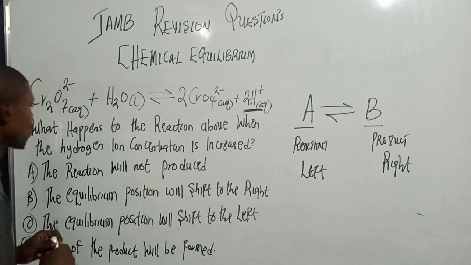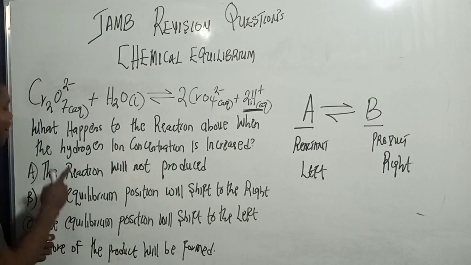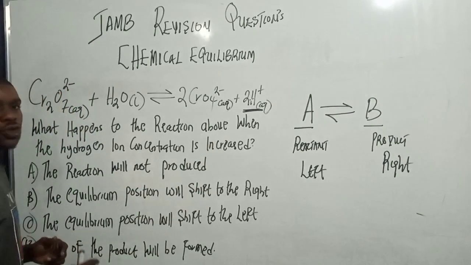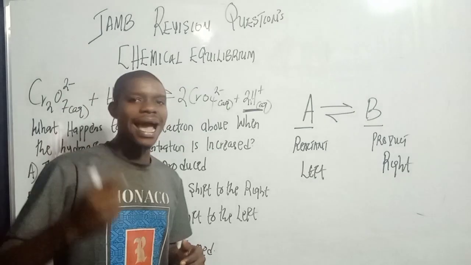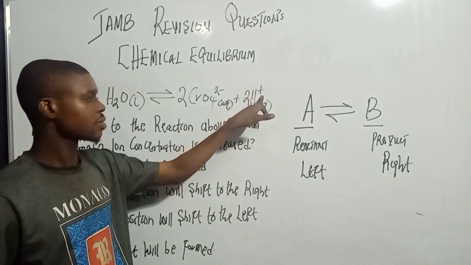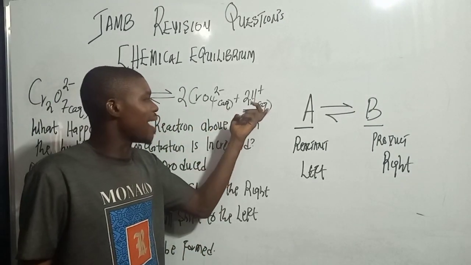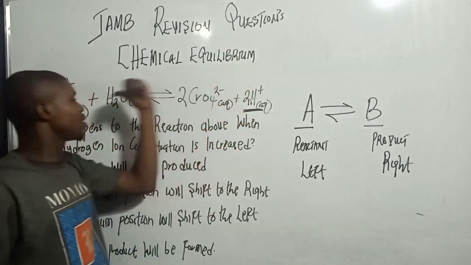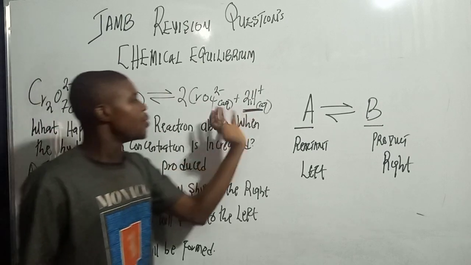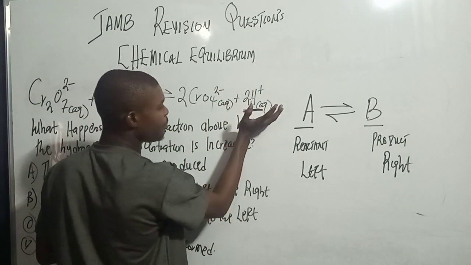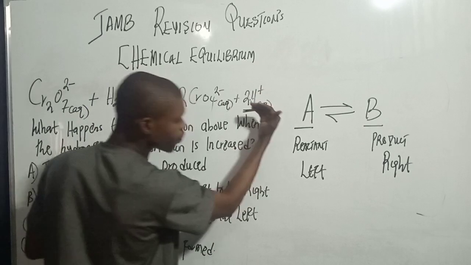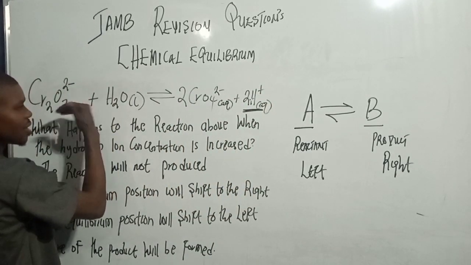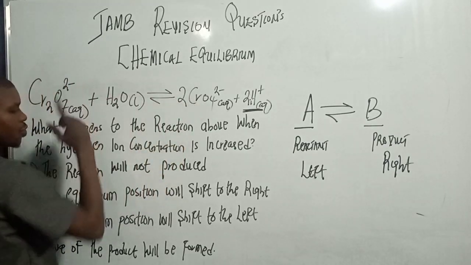Let's answer this question here. What happens to the reaction above when the hydrogen ion concentration is increased? So I'm talking about an increase in hydrogen ion concentration, which is this guy here. If I increase my hydrogen ion concentration, it's going to move to the opposite side. Because I increase my products, it's going to move to the left hand side, which will favor the reactant side, to move backward. Do you understand?